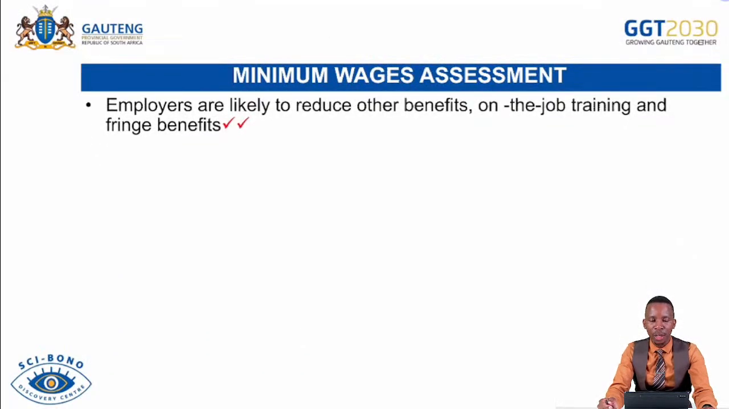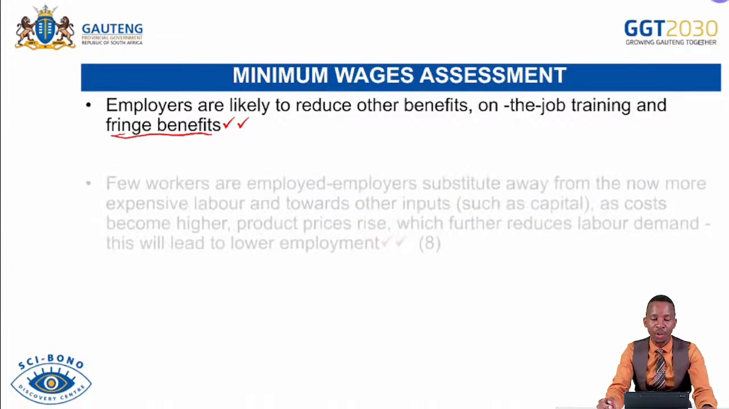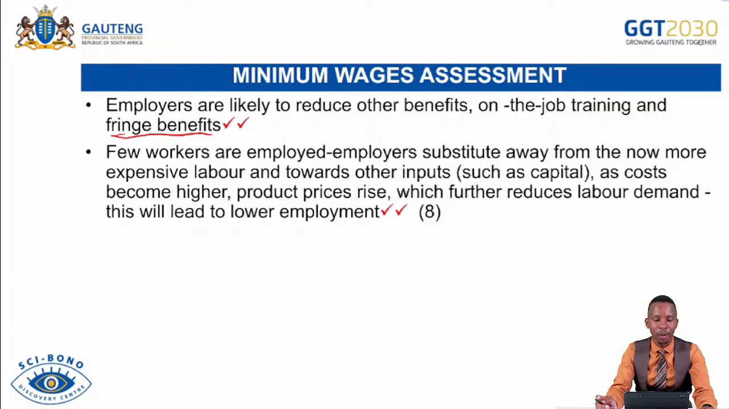Employers are likely to reduce their other benefits, such as on-the-job training and fringe benefits. So some benefits that are normally received by workers might be reduced by employers or firms. If few workers are employed, employers substitute away from the now more expensive labor and towards inputs such as capital, and costs become higher. Product prices will rise, which further reduces labor demand. This will lead to lower employment opportunities.